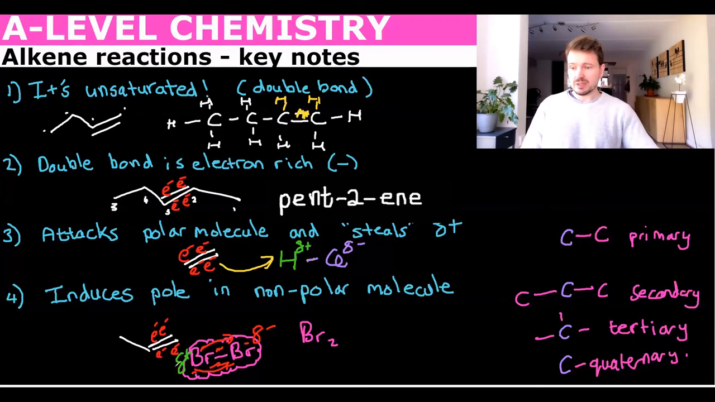And so because there's a positive pole, this now attracts the positive bromine, and so it's going to attack and steal this bromine first. And so when you have a non-polar molecule, you'll end up inducing polarity. We'll do an example of each of these to see how this all fits together when we answer a question.